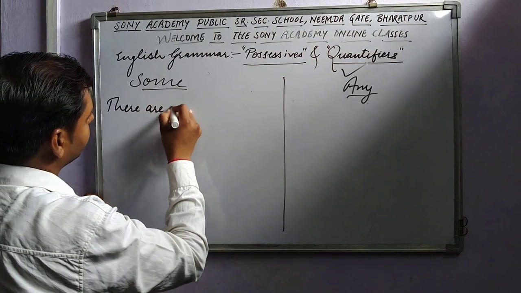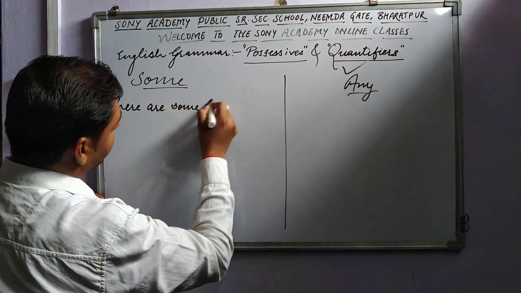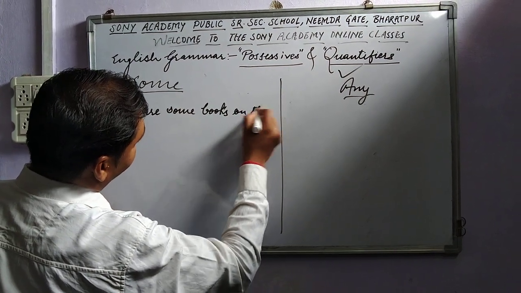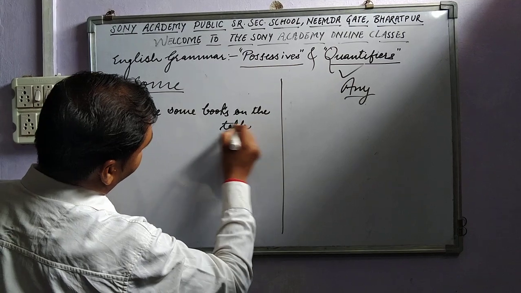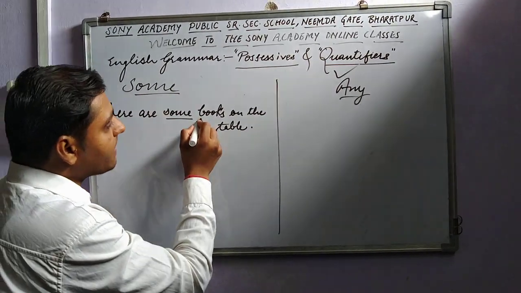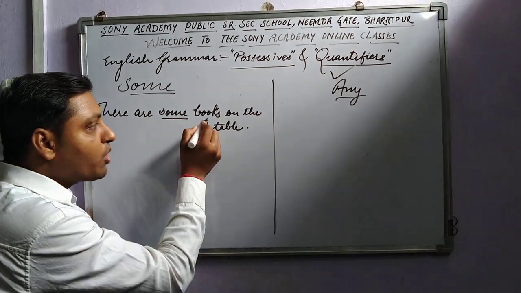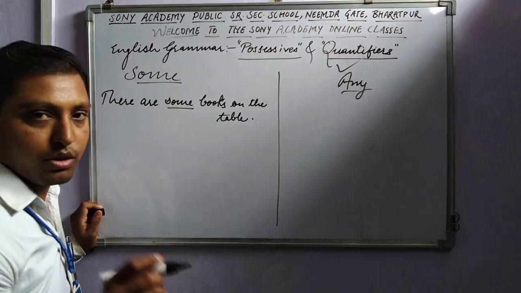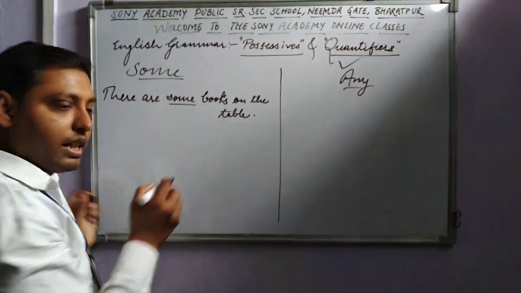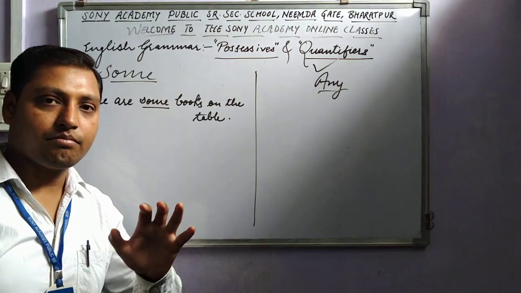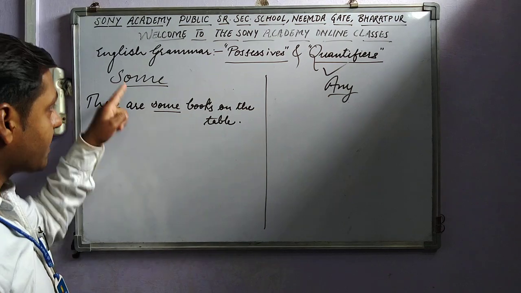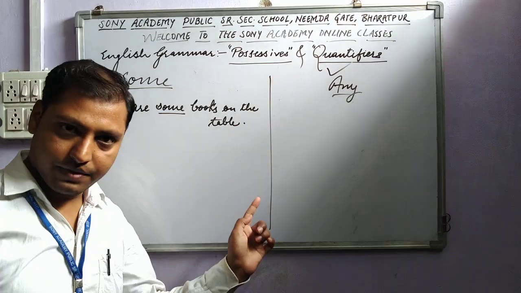Like this: There are some books on the table. I have used some with this noun books. Books is a plural countable word here. So I have used some with books. It means the definition here completes itself, that some can be used in a positive sentence.